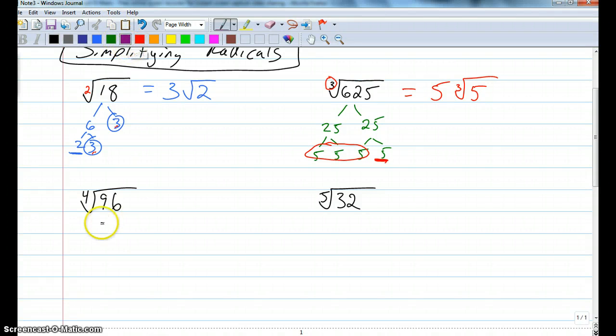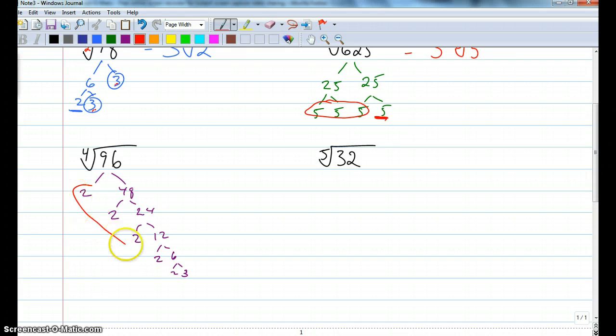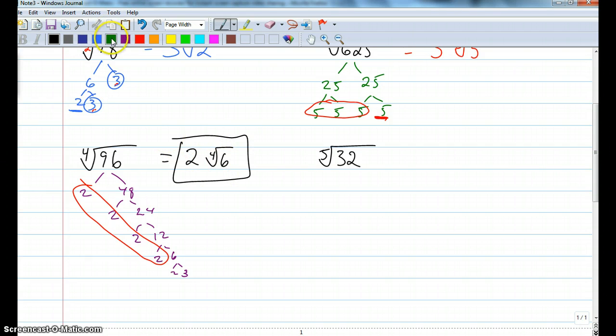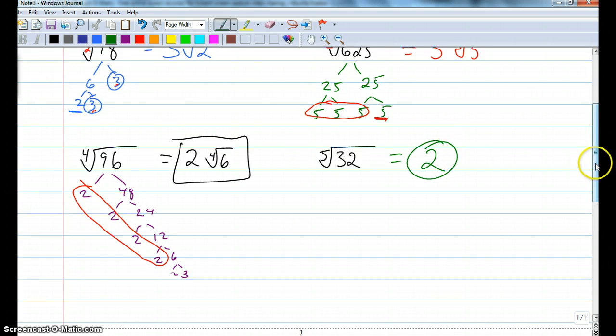So hopefully for this one, when you made a tree, you got 2 and 48, 2 and 24, 2 and 12, 2 and 6. 6 breaks down to 2 and 3. So there's a whole bunch of 2s, and we need 4 of them in order for something to come out. And so you should have got 2 times the 4th root of 6. That was your answer for the 4th root of 96. And then the 5th root of 32, hopefully you just came up with 2. So, simplifying radicals.